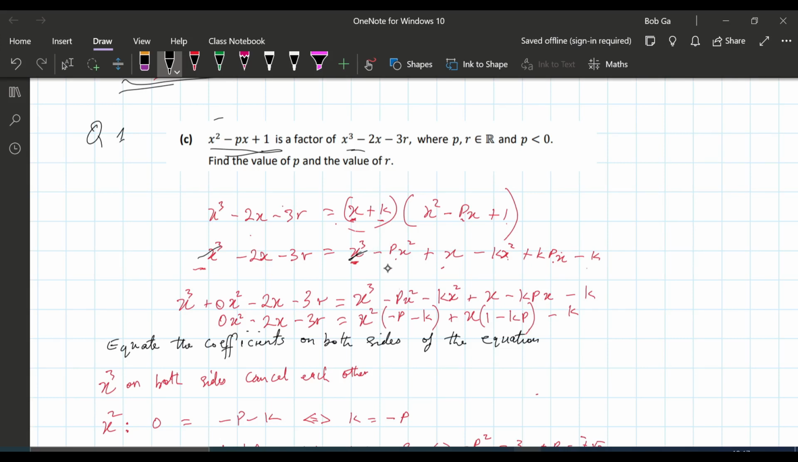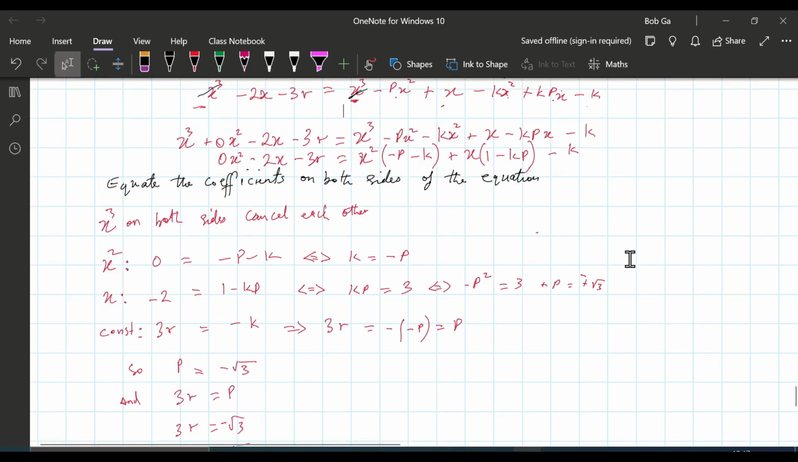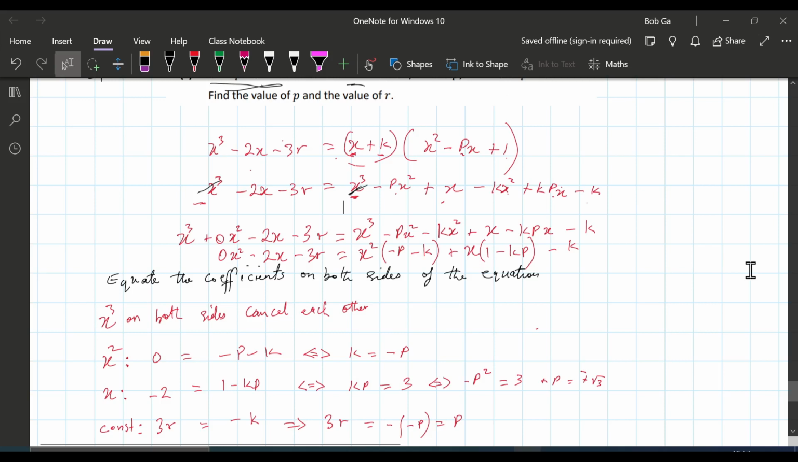So what we're left with now is, on this side, negative 2x negative 3r, and on the right hand side of the equal sign, we're having px squared plus x negative x squared plus kpx negative k. So we now check the coefficients of each term. To do that we need to first group our terms, bring like terms together so they look identical, which would then facilitate our next process.